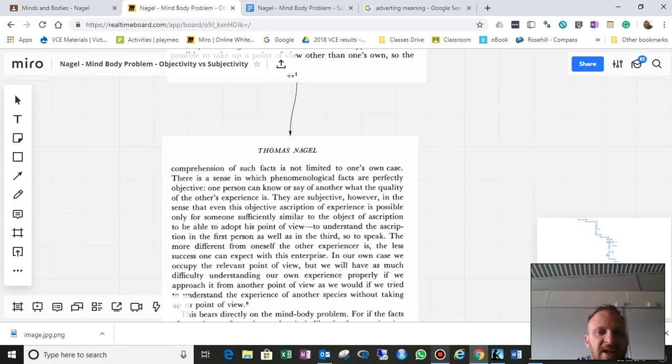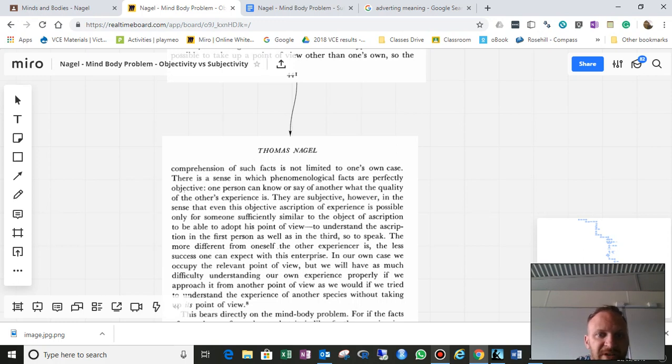You can understand it. You can't completely understand it because consciousness is involved, but experience in itself has some overlap, so you can understand it just a little bit. There's an objective nature to it. There is a sense in which phenomenological facts are perfectly objective. One person can know or say to another what the quality of the other's experience is.